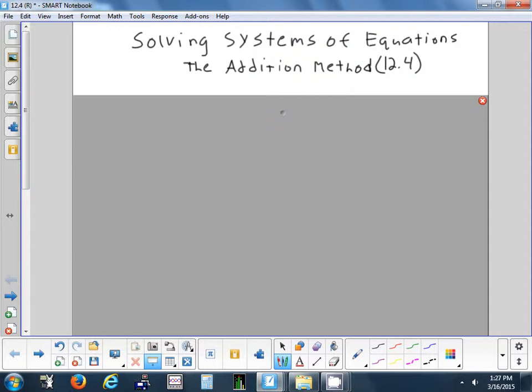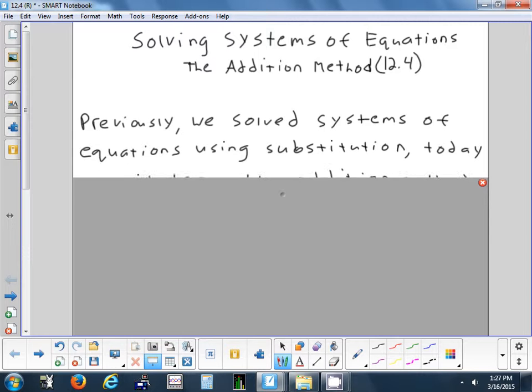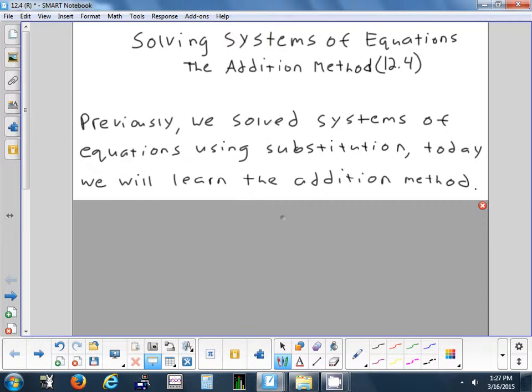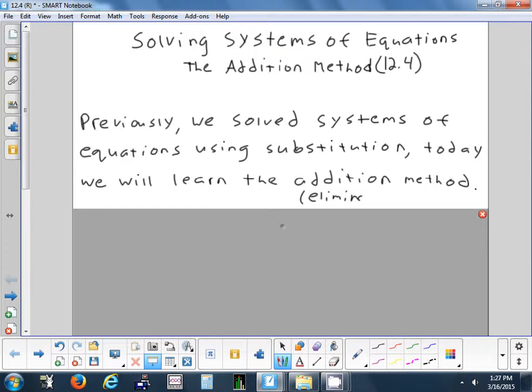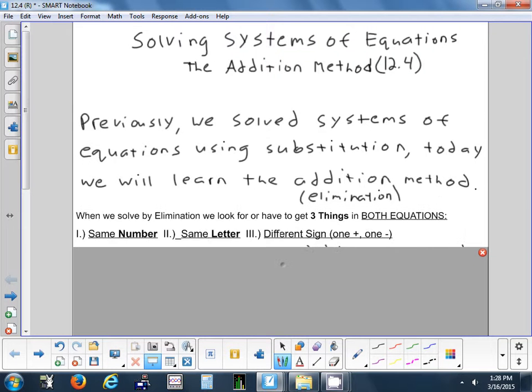Remember, all we're doing is listening right now. Don't worry about filling in that sheet. When I get up there on the smart board, that's when we're going to do it. So I already mentioned this part. Previously we've used substitution. We've also used graphing. Today we're going to learn the elimination method.